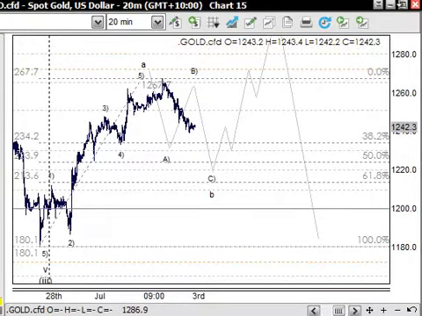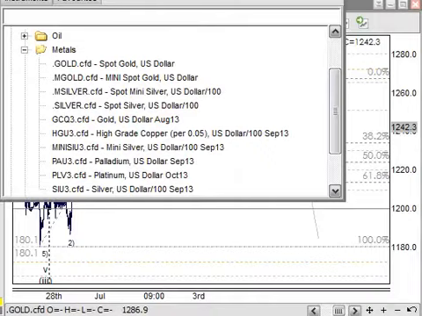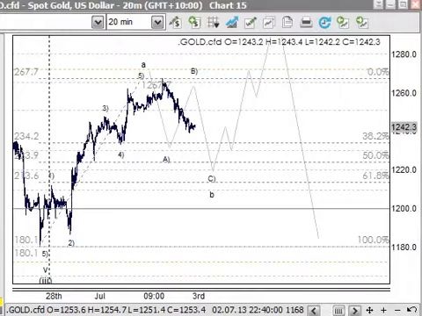If I just get a bigger chart here, just bear with us a sec. No, it's not that one. Not that one.